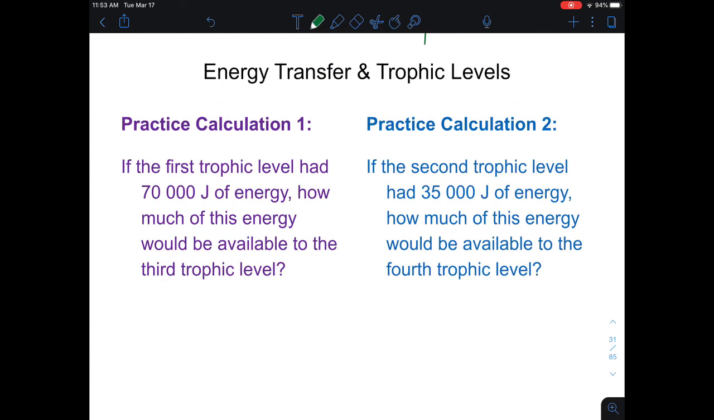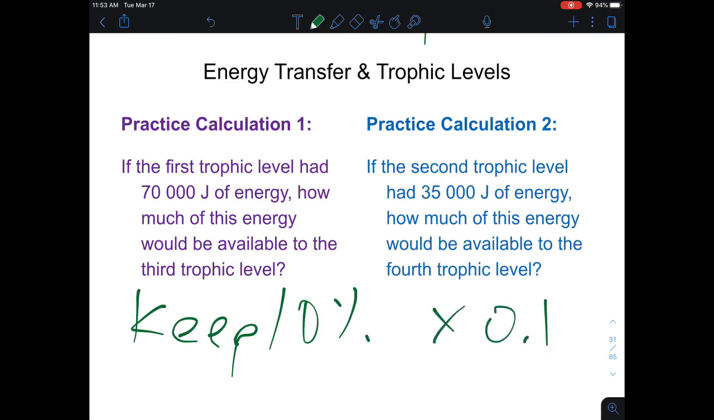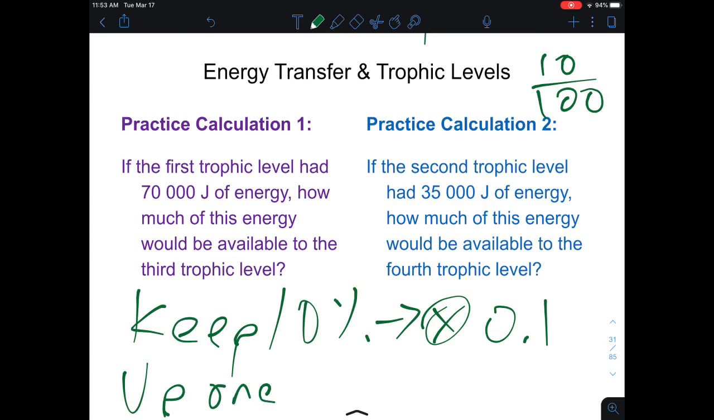We can calculate these. To calculate them is very easy, because if we're going from one trophic level to the next, we're only keeping 10%. If we keep 10%, that's the same as multiplying by 0.1, because 10% is 0.1. So every time we're going up one trophic level, we multiply by 0.1. Up one level, multiply by 0.1, which also means, of course, move the decimal one spot.